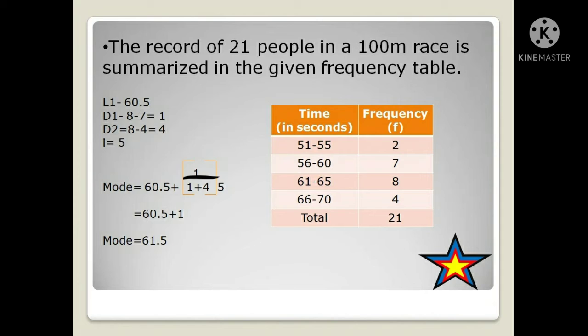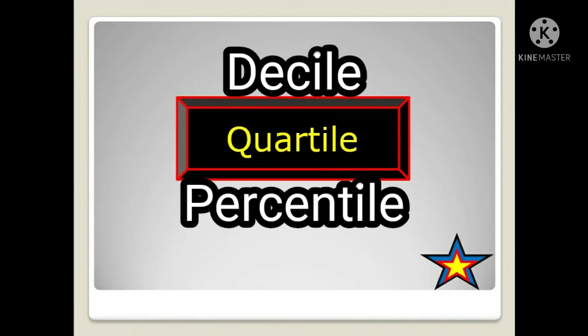In solving the mode, first, we need to solve inside the bracket. 1 divided by 1 plus 4 times 5 is equal to 1. Add 60.5 is equal to 61.5. This is our mode. Next is solving the quartile, the decile, and the percentile.